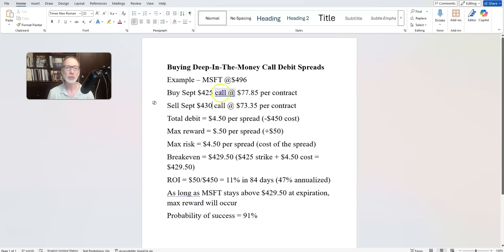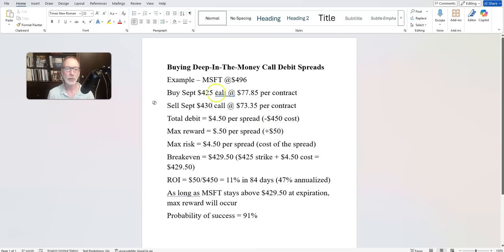So what does that mean? You're buying one option contract and paying $7,785 for it, and in return, you're going to sell this 430 call and receive $7,335 per contract. And that's total dollars. So you take the two together. This is why it's called an option spread. You're buying one and selling the other, and you're going to take the difference between the prices, and it's going to come out to a total debit of $4.50 per spread, which is an actual $450 capital outlay.